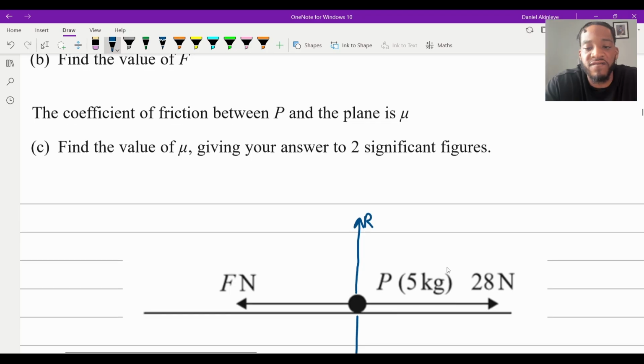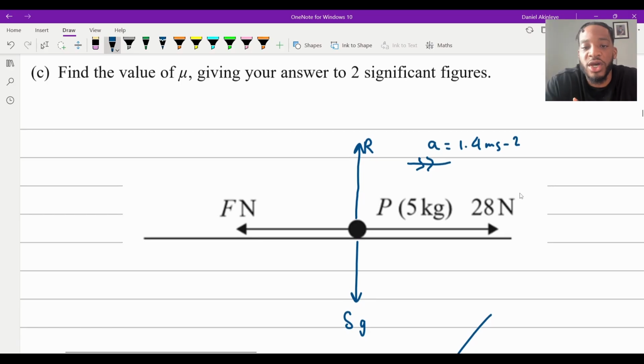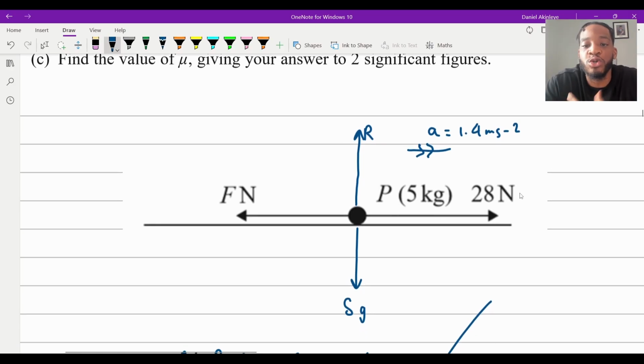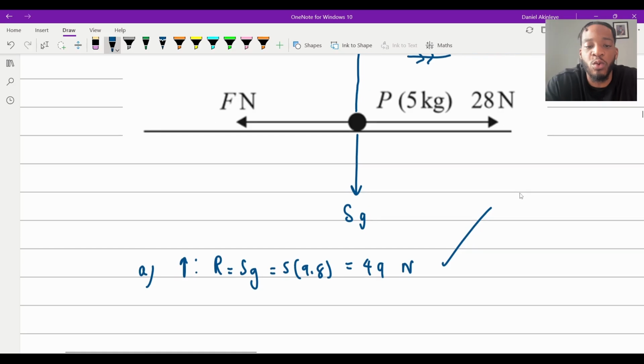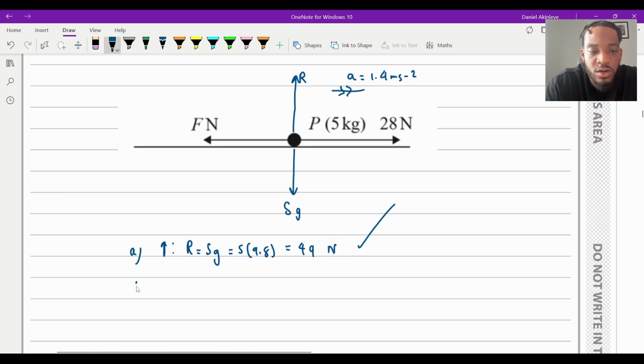Part B says the particle is accelerating along the plane at 1.4 meters per second squared. Find the value of F, the frictional force. So we've got this particle here, and apparently it's accelerating this way at 1.4 meters per second squared. Remember, you're trying to find the frictional force. You're going to use Newton's second law, F equals ma, where F is the resultant force.